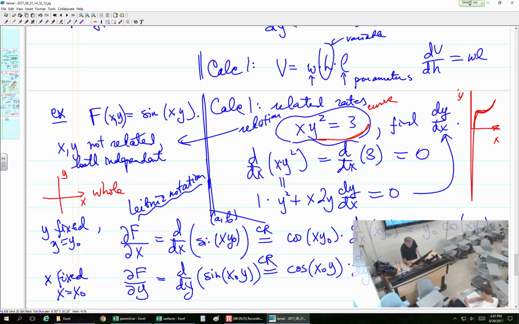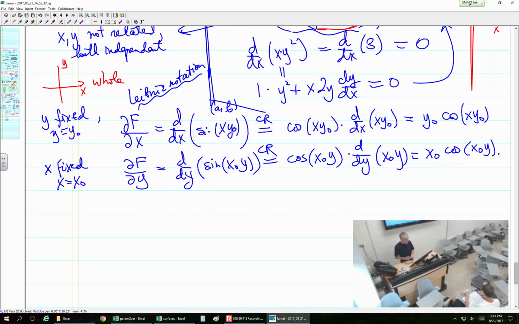So what's the answer? x naught cosine x naught y. Right. So if I want to now throw out those dummy variables x naught, y naught, which we made up just to trick ourselves into thinking that these are not variables, just for convenience early on, a sneaky way to get around the preconception from calculus 1 if you do too many differentiations.